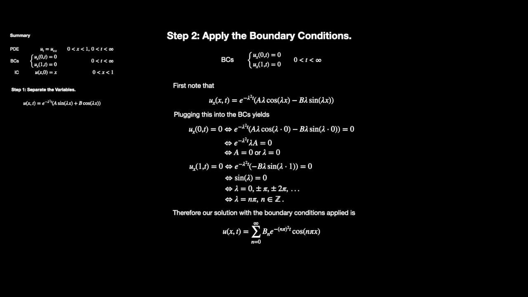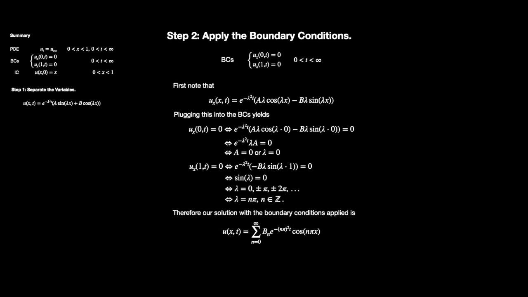So for step 1 of the solution, we're going to separate the variables. This is just like finding an arbitrary solution from lesson 5, and so we're going to skip that. For step 2, we're going to apply the boundary conditions to our arbitrary solution.